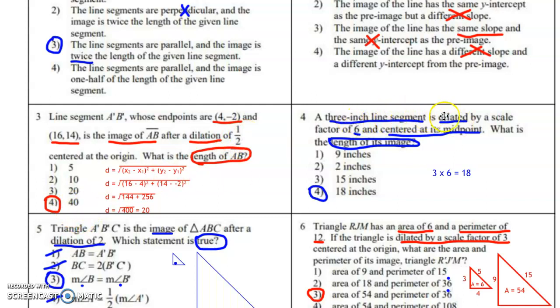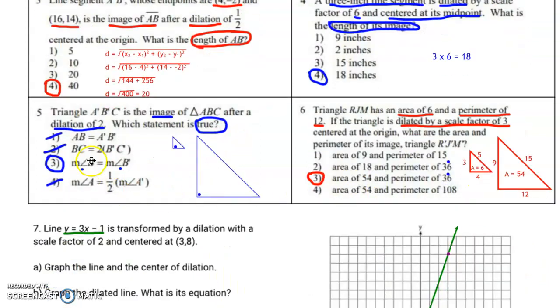A 3-inch line segment is dilated by a scale factor of 6. Well, that's easy. 3-inch line segment, dilated, multiplied, scale factor of 6. 3 times 6 is 18. Bada bing, bada boom.